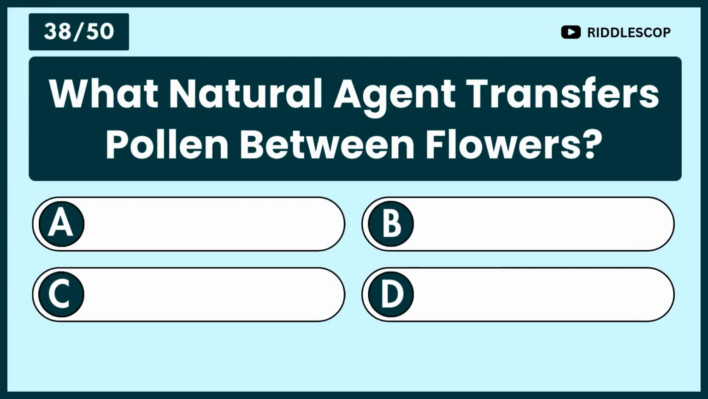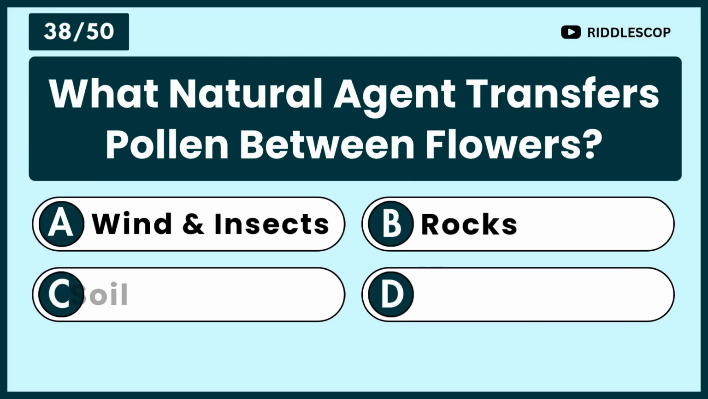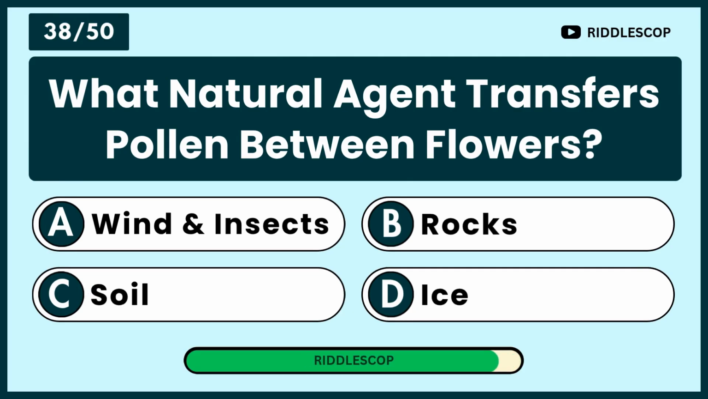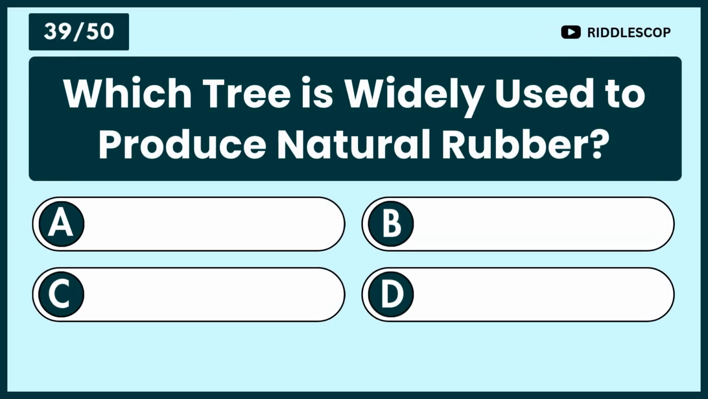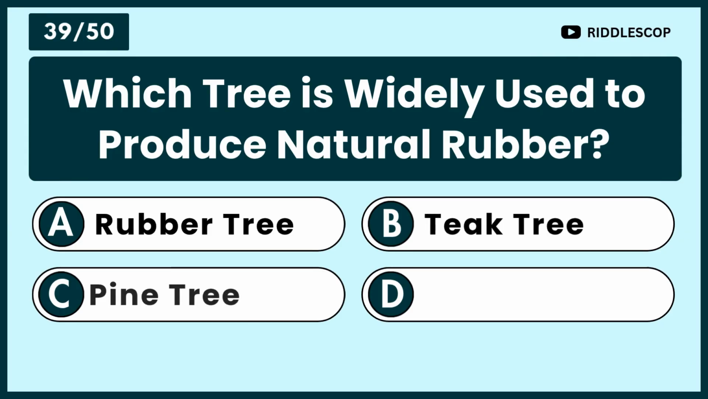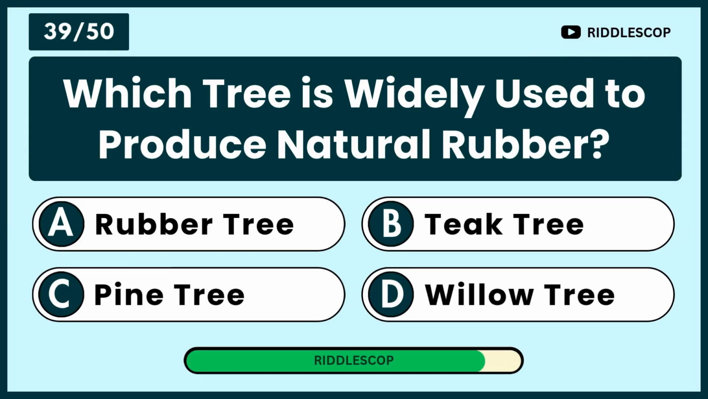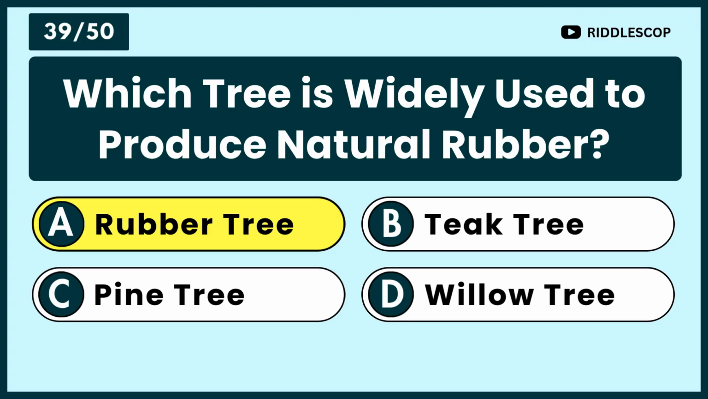What natural agent transfers pollen between flowers? Option A. Wind and insects. Which tree is widely used to produce natural rubber? Option A. Rubber tree.